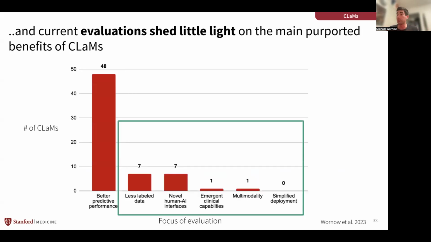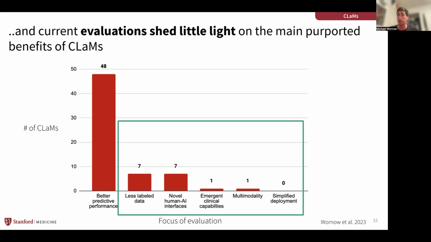But from the perspective of a health system hoping to deploy these models, there are a lot of other potential benefits that we really aren't spending enough time thinking about or evaluating our models on. Like the sample efficiency: how much labeled data do I need to apply these models to my task? Am I able to interact with these models in a way that allows for human-AI collaboration? Does it simplify the deployment, the cost, and the maintenance burden? And as you can see from this chart, there just aren't that many papers focused on those sorts of evaluations.